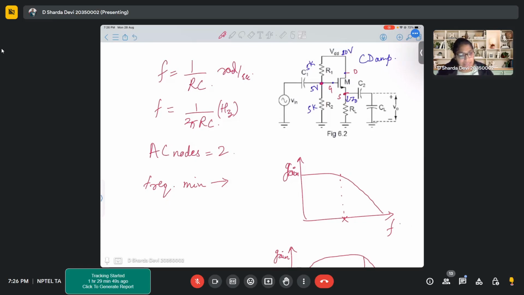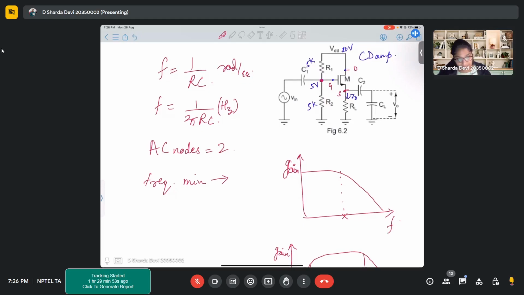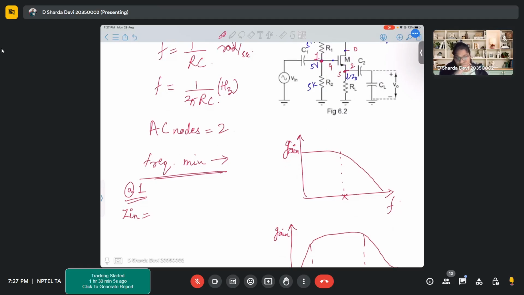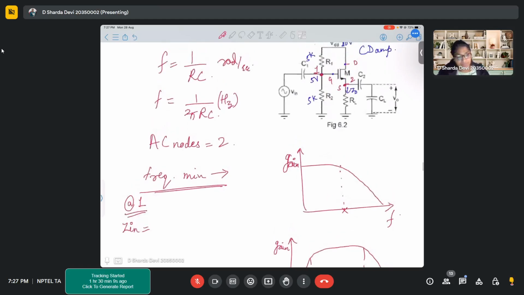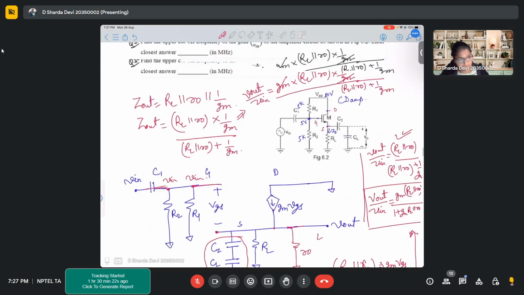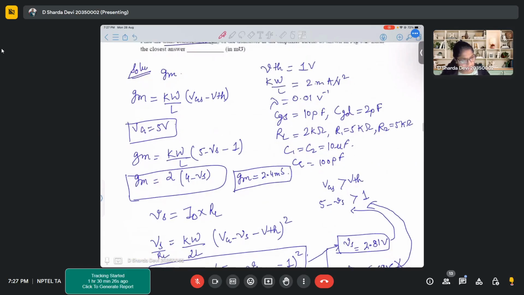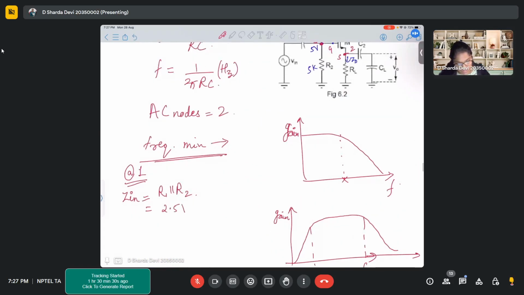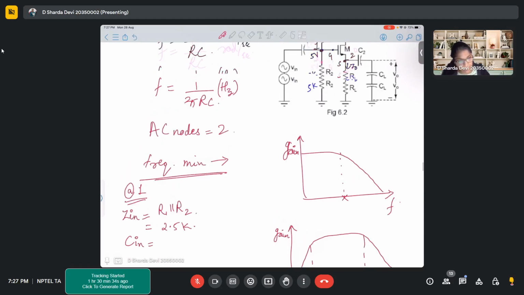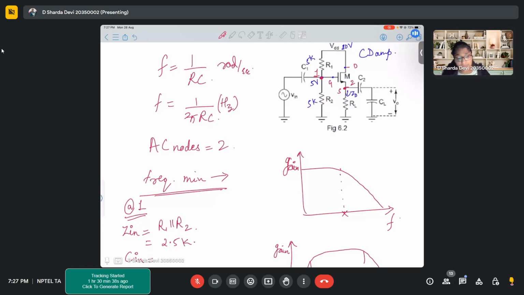So in this particular circuit, first of all, let's say this is 1 and this is 2. At 1, what is Zin? What will be the Zin that we'll observe at 1? R1 parallel R2, yes. It is not infinite right now. So R1 parallel R2, how much is it? It was 2.5K. And what about C in? That will be C1. Will it only be C1? Plus CGD.